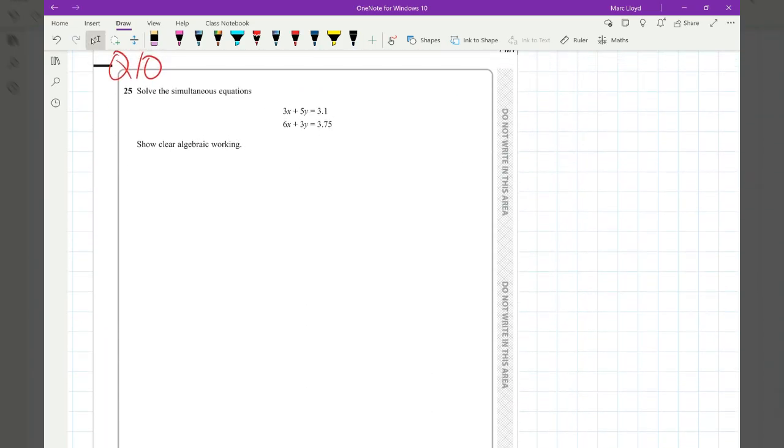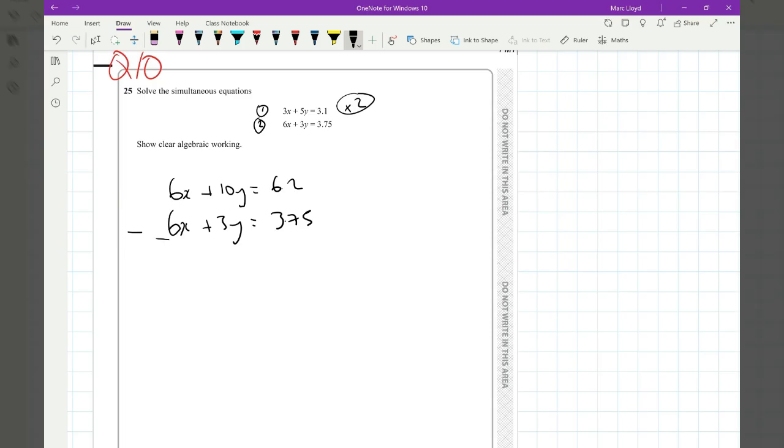Question 10. So again, it's a nasty one. They've not given you whole numbers, but if I've got equation 1 and equation 2, I'm going to multiply this one by 2, giving me 6x plus 10y is equal to 6.2. Equation 2 is 6x plus 3y equals 3.75. That one doesn't change. If I do the top one take away the bottom one, we get 7y equals 6.2 take away 3.75, in decimal format, 2.45, and then we divide it by 7.